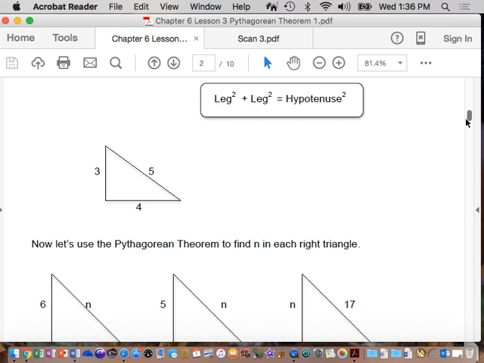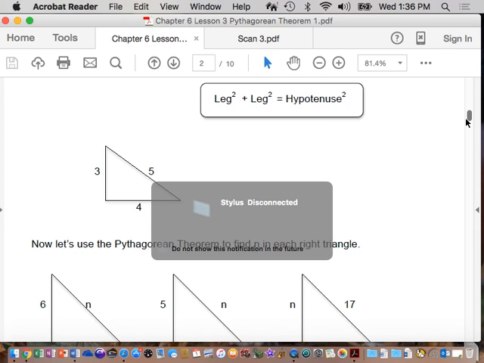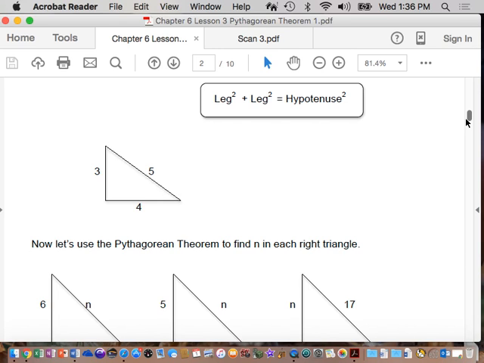Now, the first thing, yeah, it's a big fancy Greek word. Hypotenuse? Pythagorean. Hypotenuse?